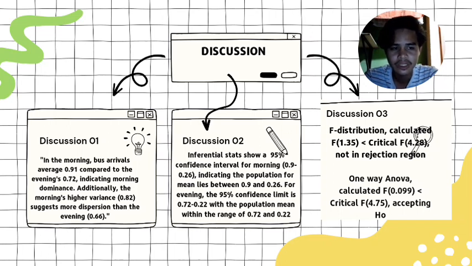For discussion number 3, for the F distribution, the F calculation is 1.35, which is below the F critical of 4.28, so it is not in the rejection region. Since the calculated F value is less than the F critical we obtained from the table, we accept H0. So we confidently conclude there is no variation between morning and afternoon student arrivals at 95% confidence.